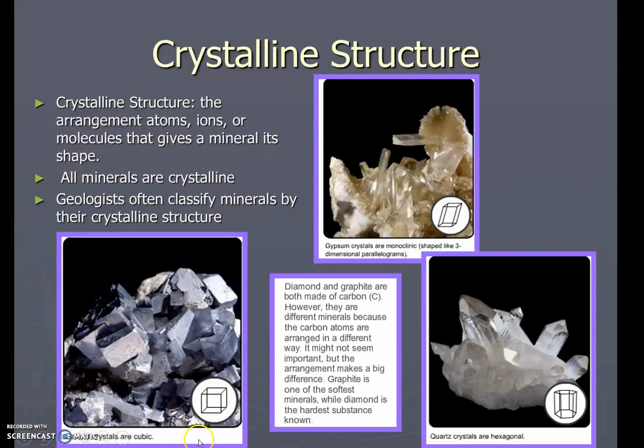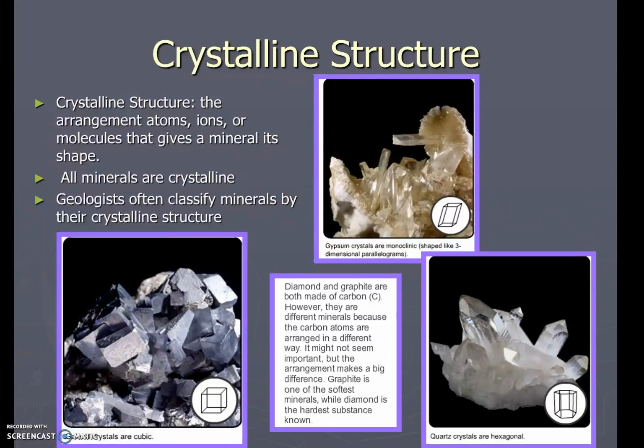Here's a couple examples. The mineral galena, you can see in this picture, has cubic crystals. Gypsum has 3D parallelograms, which they call monoclinic. Quartz has a hexagonal or six-sided crystalline structure. This is how crystalline structure can differentiate minerals.